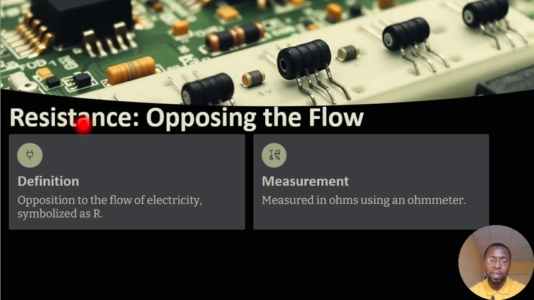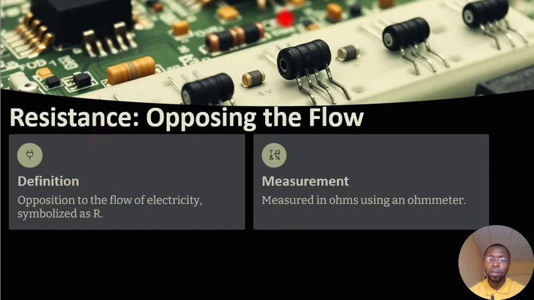Now, let's talk about another concept in electricity. That's resistance. Resistance simply means opposition to the flow of electricity. And we usually use the capital letter R to symbolize resistance. The device that exhibits this resistance is what we call a resistor. Okay? Now, resistance is measured in ohms. The unit of resistance is ohms, and the instrument you use to determine resistance is called an ohmmeter. The ability of this resistor to oppose current is called resistance.